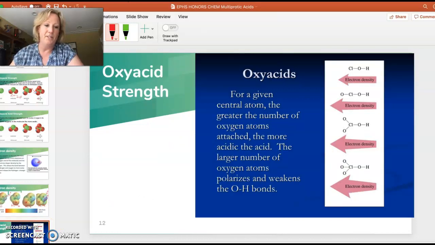I hope that helps you understand multiprotic acids versus monoprotic, and then why oxyacids get stronger the more oxygens are in the polyatomic ion.